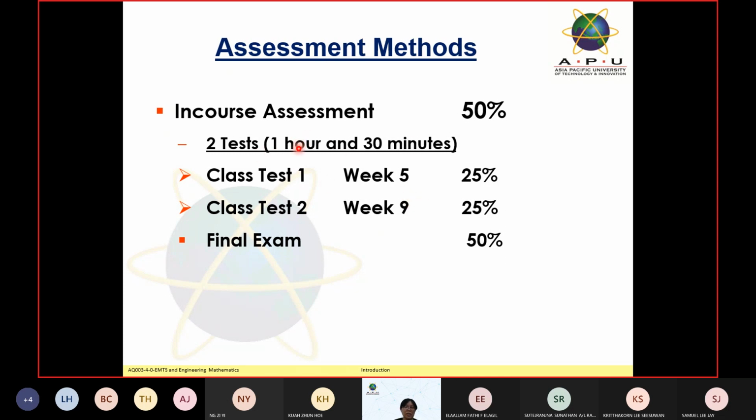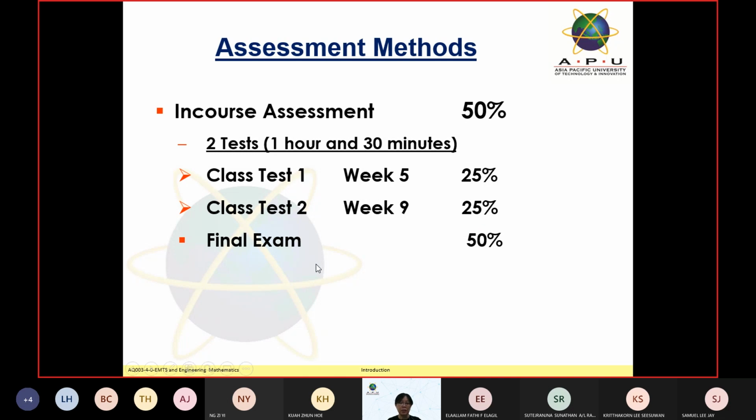Each test has a duration of 1.5 hours, 1 hour 30 minutes. Normally for online assessment, if we have a test of 1.5 hours, I will provide another additional 30 minutes for you to compile the file and upload and submit it. But the duration to answer the questions is 1.5 hours. Is that clear? Do you have any questions about the new assessment method?